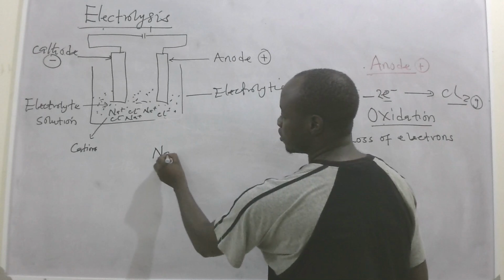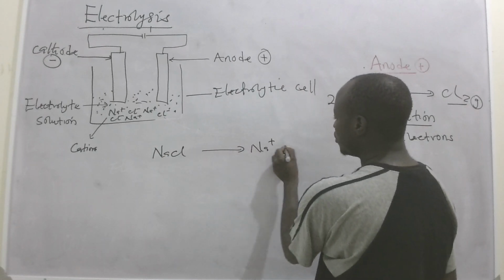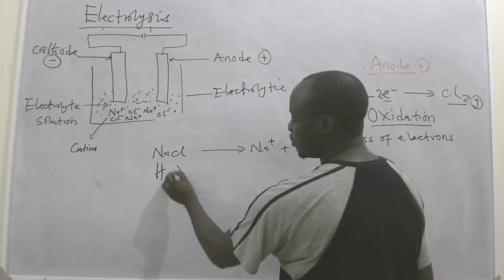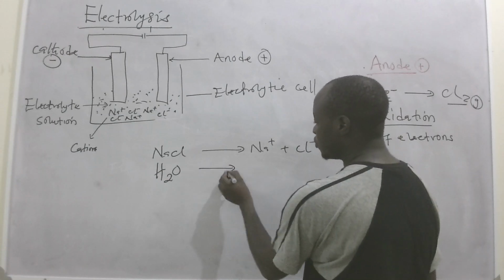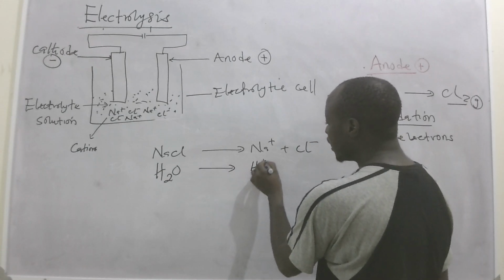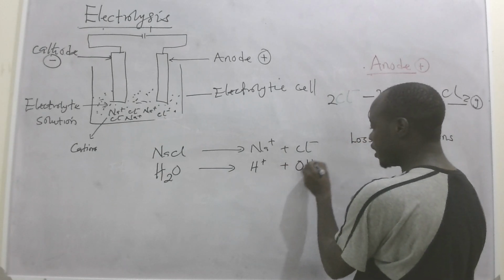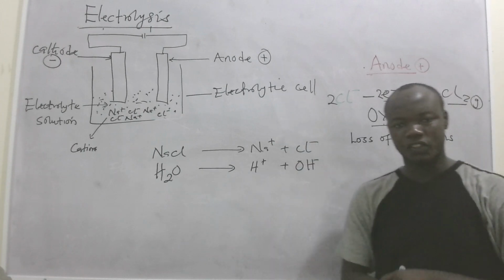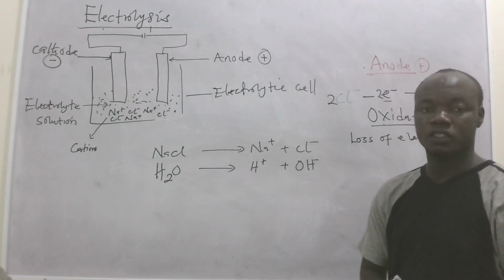sodium chloride dissociating to produce sodium ion plus chloride ion. Maybe this is also dissociated in water. So the water itself also dissociates to produce hydrogen ion and of course the hydroxyl ion. So now we have these two ions. We have two cations and we have two anions.